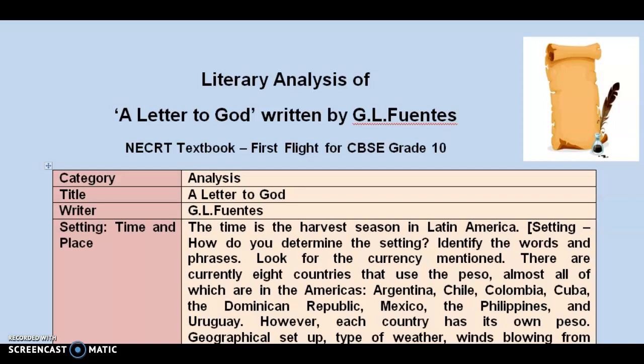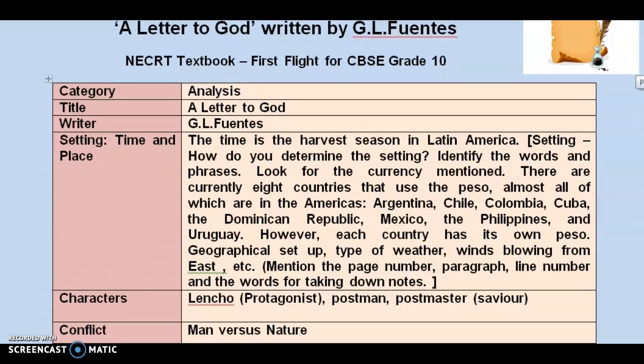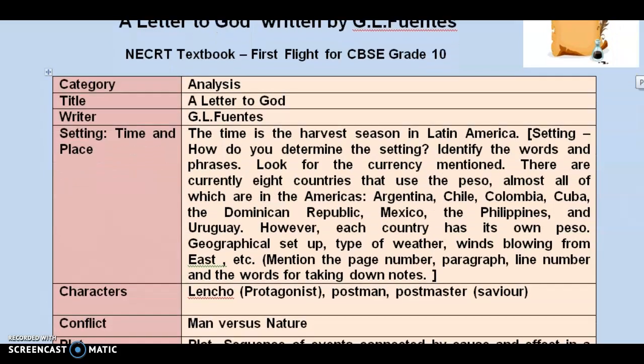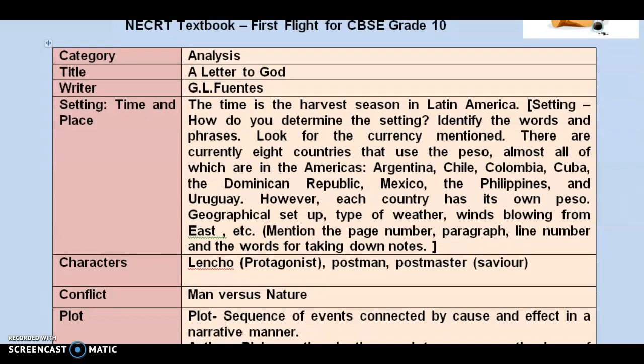The title is A Letter to God and the writer is G.L. Fontes. The setting, that is the time and the place. The time is the harvest season in Latin America. The setting can be analyzed from what is happening in the story, identifying the words and phrases, looking for the currency that is mentioned. For example, peso is mentioned.